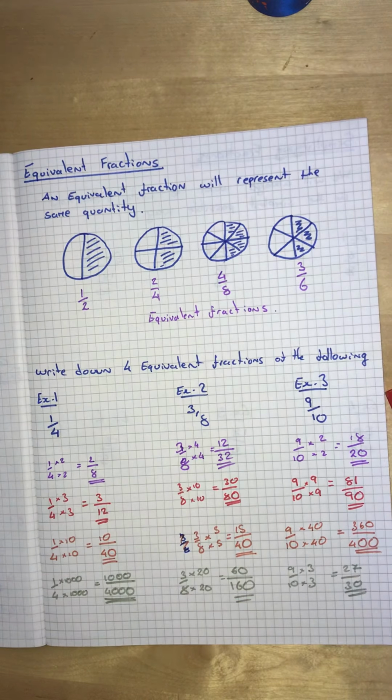So whatever you do to the top, you need to do to the bottom, because that keeps the quantity that it's representing the same. It's just you're representing it with different numbers. So that's equivalent fractions.